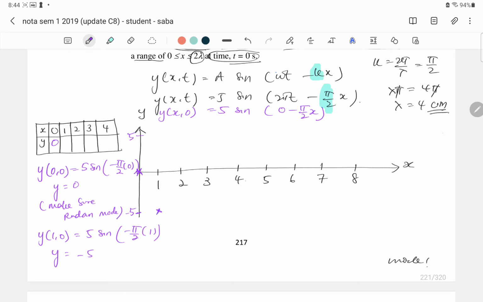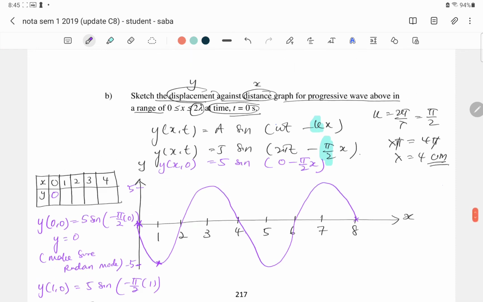Okay, so kita dah dapat dah dia punya pattern. Kita tak perlu nak cari banyak-banyak. So kita lukis saja sinusoidal graph. This one. Okay, so ini adalah 5 amplitude, negative 5 amplitude. So this is the graph for displacement against distance for the range of 0 to 2 pi. Itu lambda.